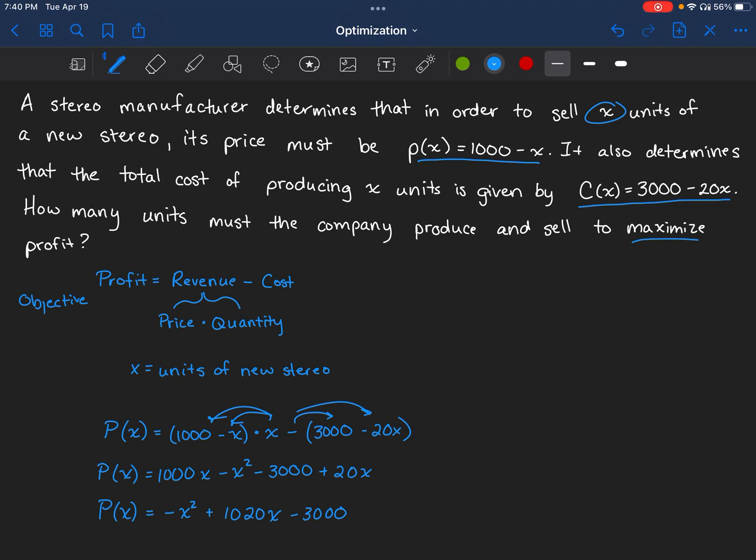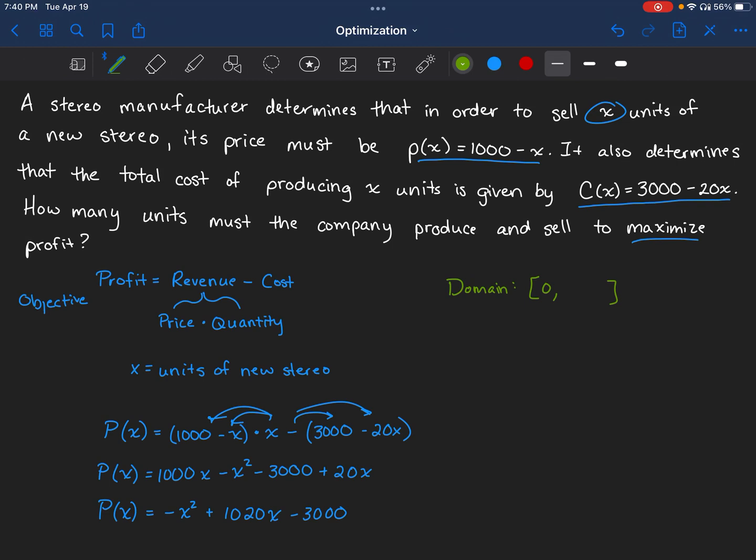So right now that is my profit in terms of just X, the number of things that I sell. So from here, I'm ready to start taking the derivative and seeing what else I can get. Now, I do want to point out a couple of things. I'll go ahead and mention what the domain is, and we're talking about the domain of X in this case. First and foremost, I could physically make and sell no stereo systems. That's completely within reason, completely logical. It is possible for me to make and sell no stereos.